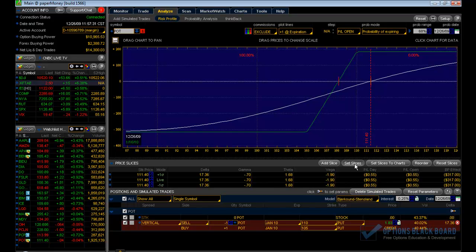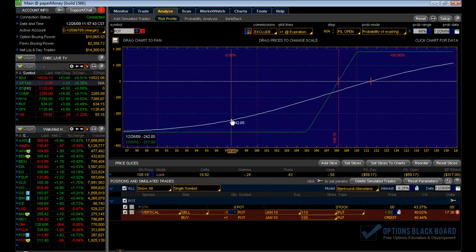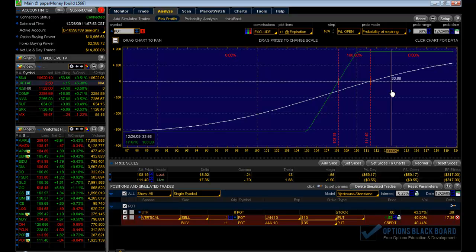Now what I like to do first is find out my break even at expiration, and how I do this is I go to set slices down to break even, and it will pull up the expiration date for you. So I click on that, and right there we know that in order to break even on this trade at expiration, potash has to be trading above 108.19. Then I add a slice in order to get the current price, and we see right now the stock is trading at 111.40. So we've got just over a $3 cushion, I guess you could say, for break even. Now again, you have to be bullish on the stock.